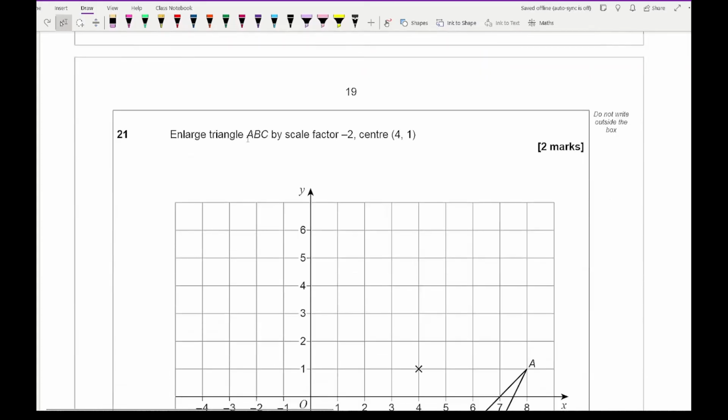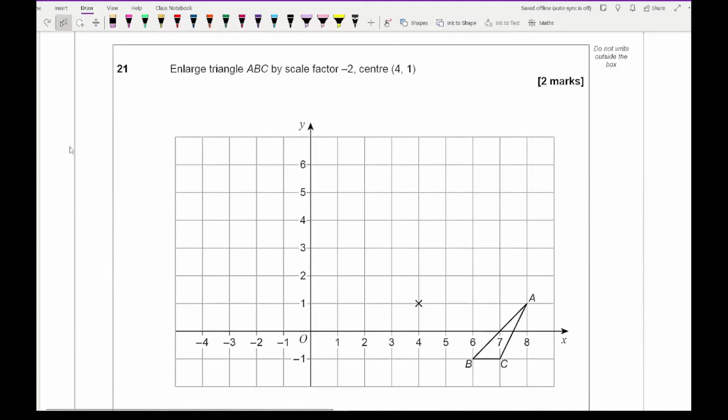Then moving on to question 21, it says enlarge the triangle ABC by a scale factor of -2 from the center of 4, 1. So again, if you're not sure how to do this, if you go from the center of enlargement to A, you can see that the column vector is going to be 4, 0. Now, if I multiply that by -2, I get -8, 0. So from this, if I go 8 squares to the left, so that's 4 and another 4, that is where A dash is going to be.